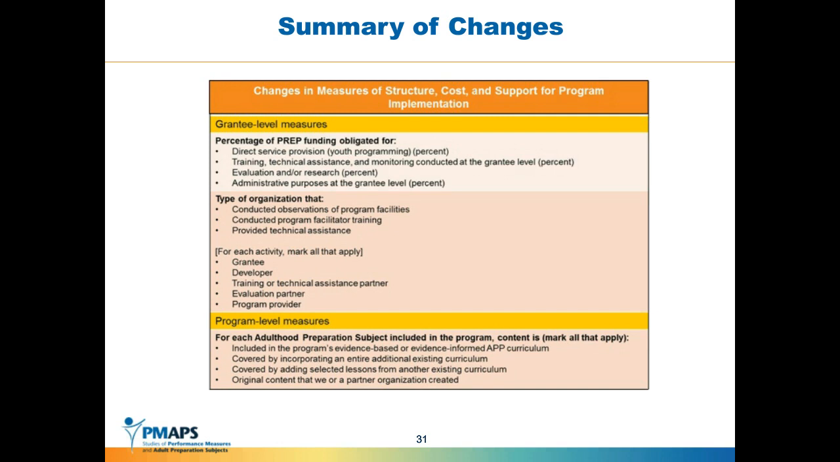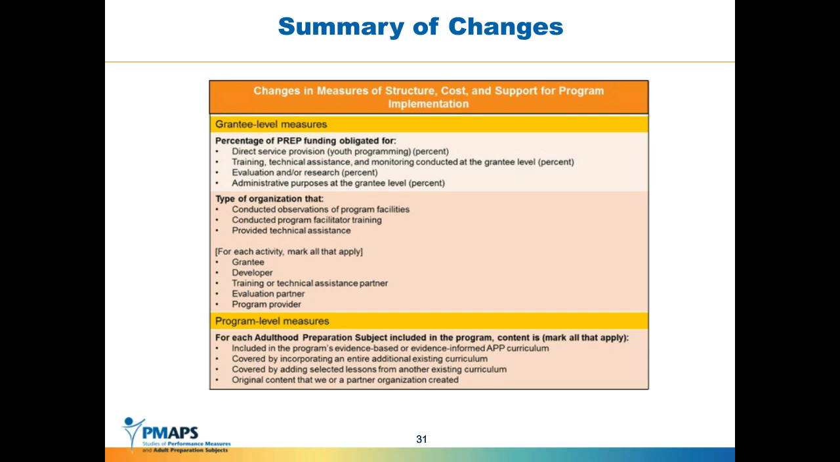And that guidance document is posted on the prepeval.com website, along with other guidance documents that are available for collecting and reporting the PREP performance measures. And we'll provide that website a few times throughout the webinar. So just as a quick reminder, the grantee level measures that are new focus on the percentage of grant funding that's obligated for various categories of spending during the last federal grant year, and the types of organizations that conducted observations, conducted trainings, or provided technical assistance to program providers among the grantees that report that they conducted those activities.